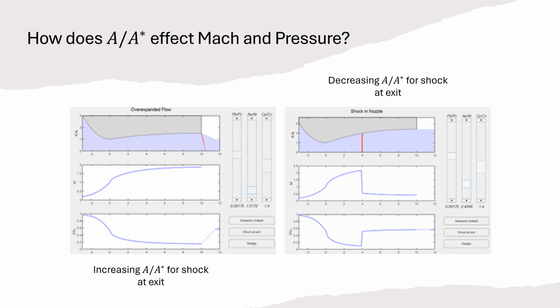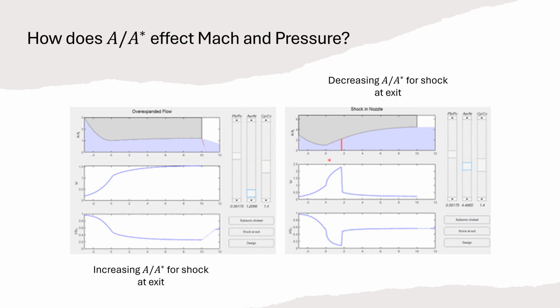So for the next case, where the start condition is the shock at the exit, if we increase the area ratio, you can see that we get an overexpanded flow. Through this overexpanded flow, you get a turning angle for the flow, as you can see right here. If you decrease it, this is actually the one that I found the most interesting out of all of them: it moves the normal shock upstream, closer to the throat. I found that very interesting as an outcome.